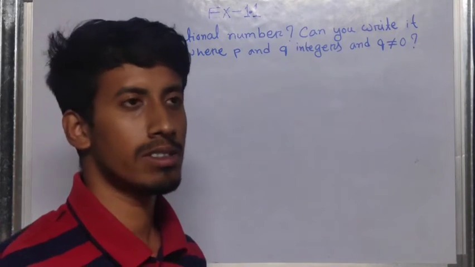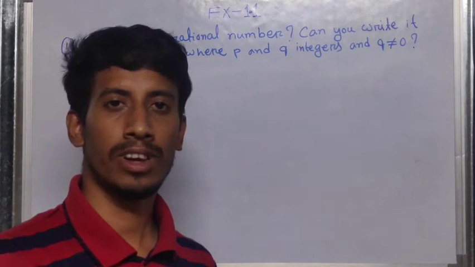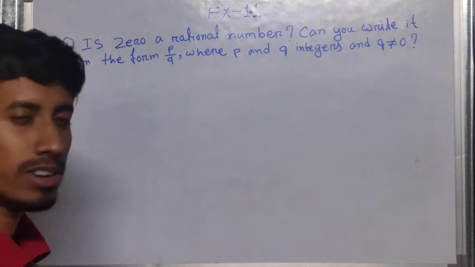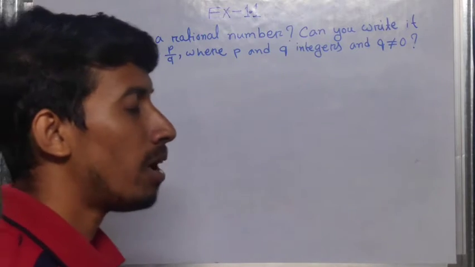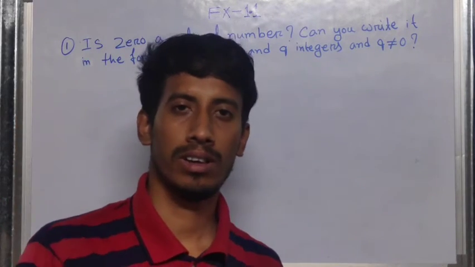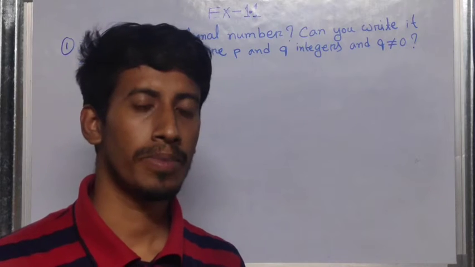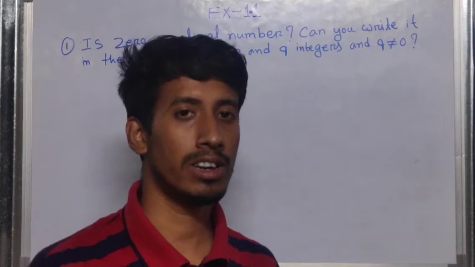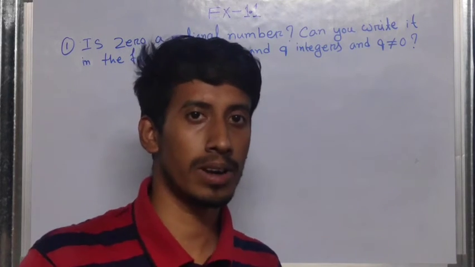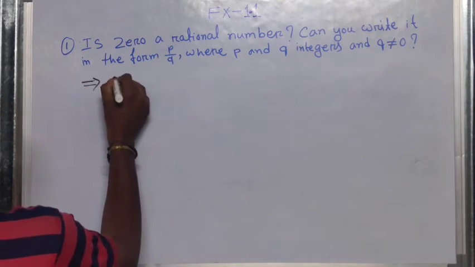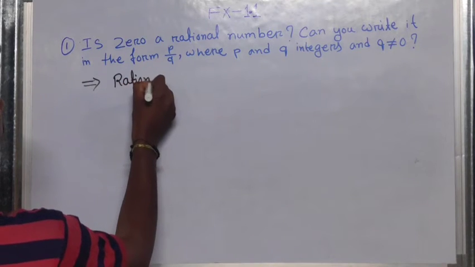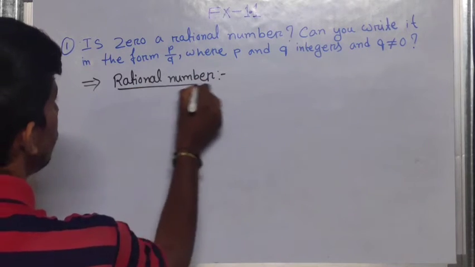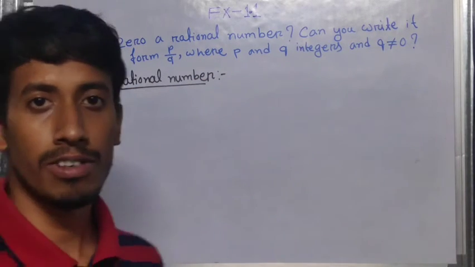Students, our first question is taken from exercise 1.1. First question: is 0 a rational number? So what is a rational number? As it was explained, let us consider the definition of a rational number. At first, let's define it.